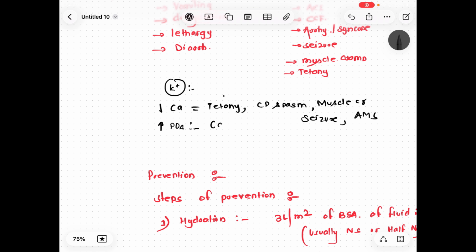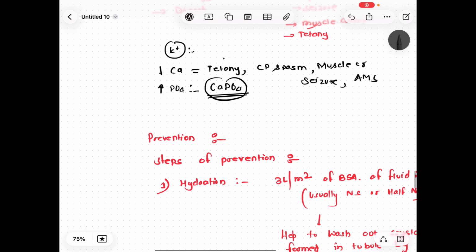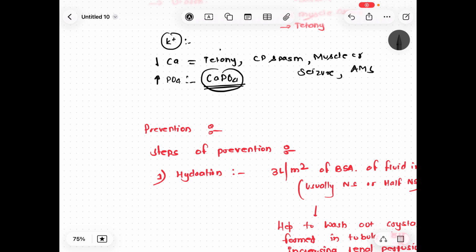This actually combines with calcium to form calcium phosphate, which gets deposited into the tissue. The common sites of deposition are the heart and kidney. This can lead to arrhythmia and acute kidney injury. We have discussed these things. Now, what are the other clinical manifestations?